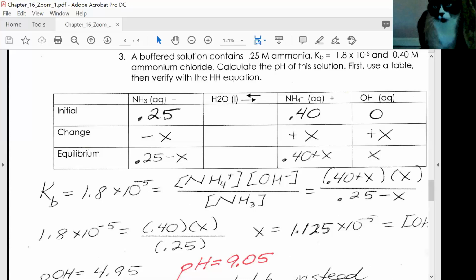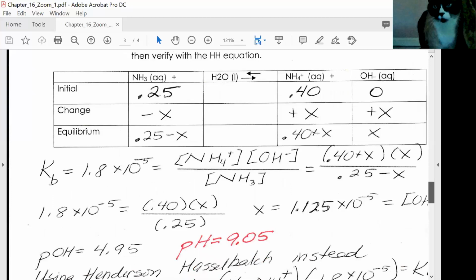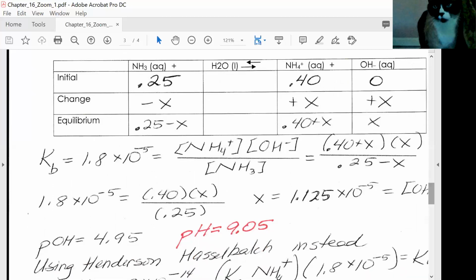Then we're going to use the 5% rule. We're going to simplify. So we're going to get 1.8 times 10 to the minus 5 equals 0.40 times x over 0.25. Our x equals 1.125 times 10 to the minus 5. From our ice table, we see that that is our hydroxide concentration. So our pH is 9.05.